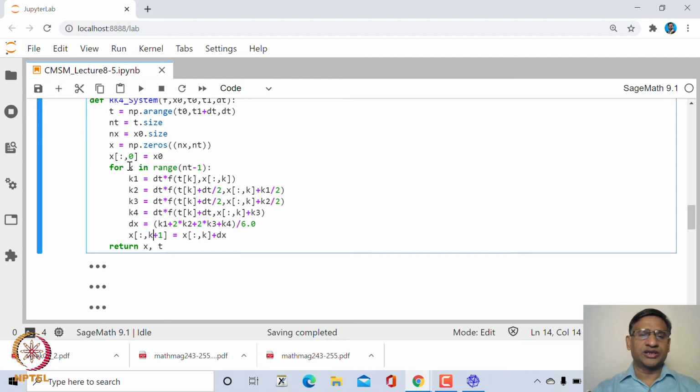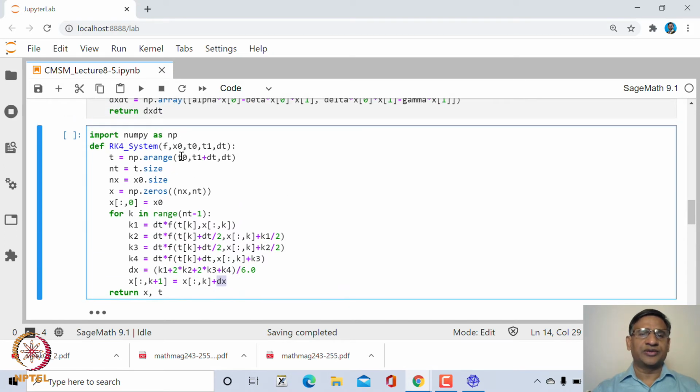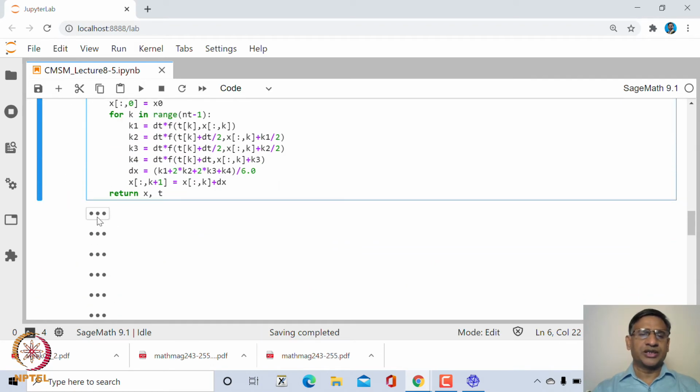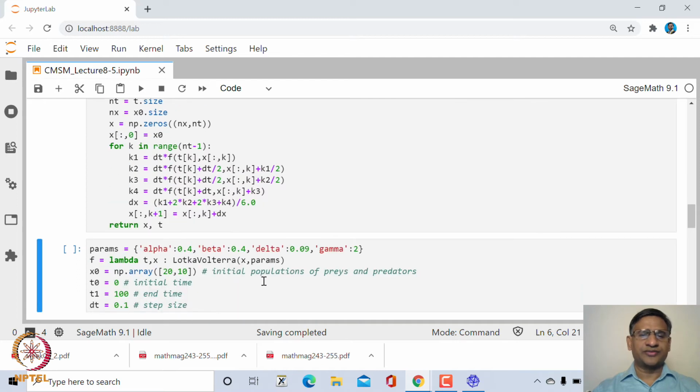So, here x, all the rows and the next column, will be initialized as this plus dx, right. This is how we can write the RK4 system for solving a system of first order differential equations, right. Now, let us first run this, and then let us define the parameters.